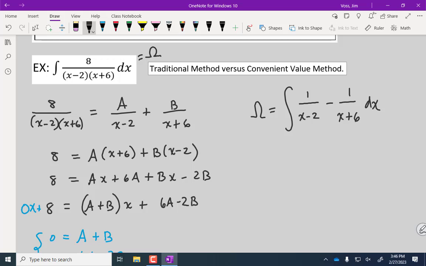And that is very easy to integrate. We'll get natural log absolute minus natural log absolute plus c. And that is our final answer.